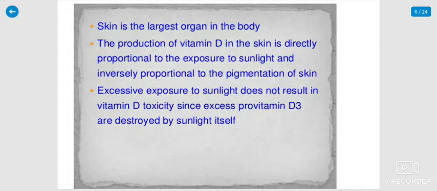The skin is the largest organ in our body. The production of vitamin D in the skin is directly proportional to the exposure to sunlight and inversely proportional to the pigmentation of skin. Excessive exposure to sunlight does not result in vitamin D toxicity, since excess provitamin D3 is destroyed by sunlight itself.